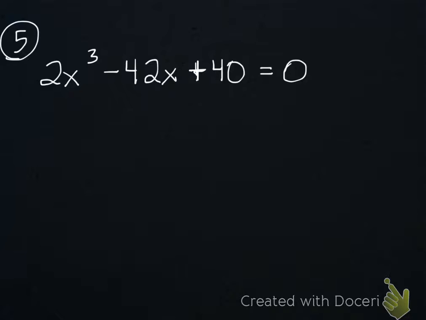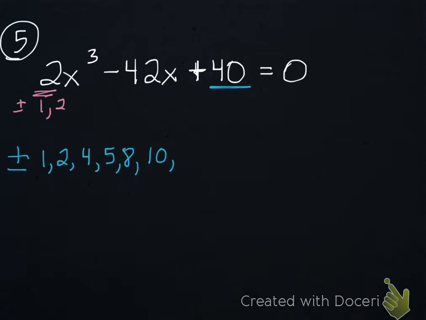Number 5. What's the constant? 40. What's the leading coefficient? 2. Okay, so for the 2, there's only 1 and 2. So we know we're going to have to divide everything by 2. Let's go back to 40. Plus or minus. What numbers divide evenly into 40? 1, 2, 4, 5, 8, 10, 20, and 40. Notice 1 and the number itself are always included in the list.